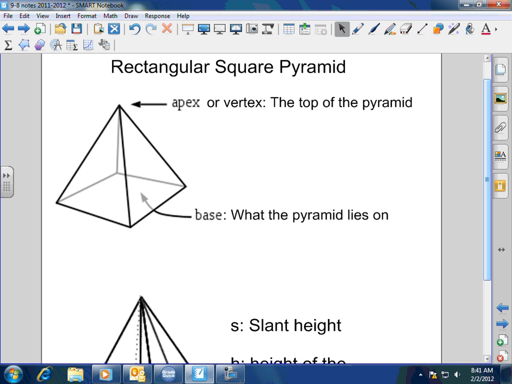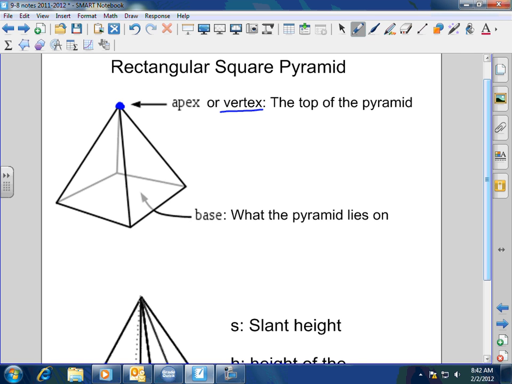Great job. A pyramid has some terminology as well, gentlemen. This point up here is the apex. It's the highest point you can get to in a pyramid. It is also called the vertex. It is the top of the pyramid. Pretty simple, but you've got to know that question, okay? The vertex is the top of the pyramid.